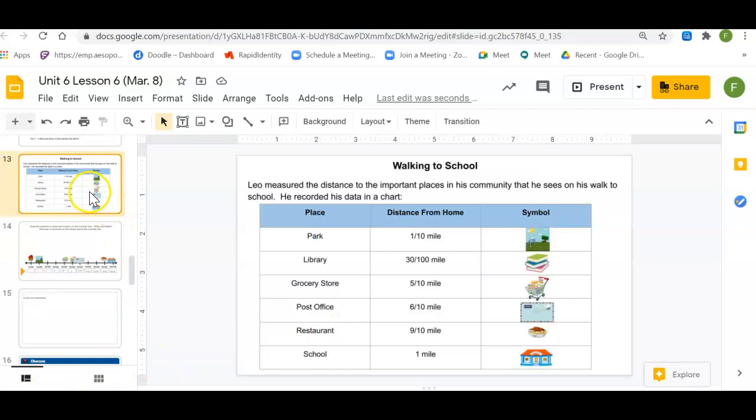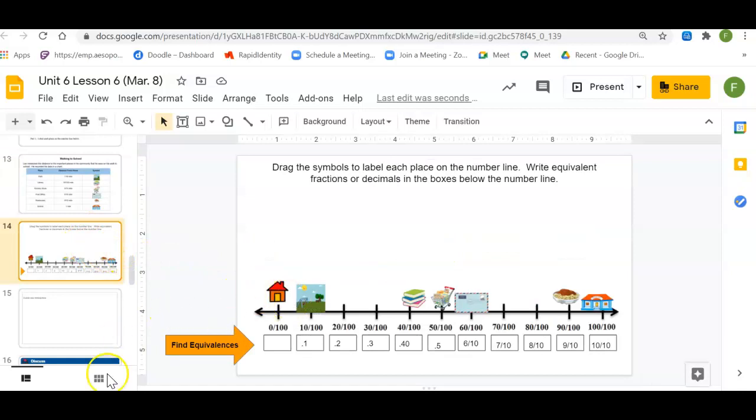Okay, so you've had an opportunity to place these symbols onto the number line on the next slide based off of the distance from home for Leo. So when I go to the next slide, this is what I have here. So again, the instructions: drag the symbols to label each place on the number line. Write equivalent fractions or decimals in the boxes below the number line.